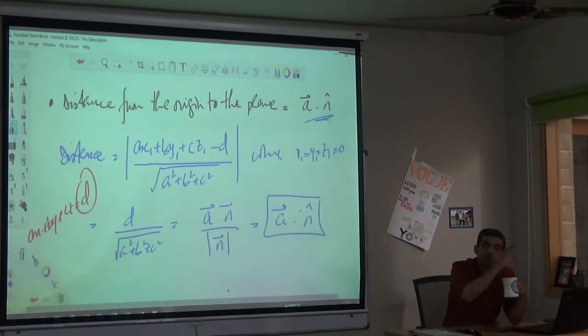So I'm just giving you a direct a dot n hat, but in case you forget that the distance from the origin is that, you can always plug in the x1, y1, z1 values as 0, you get the same thing. Someone who can't remember a dot n hat even, how can I remember it?